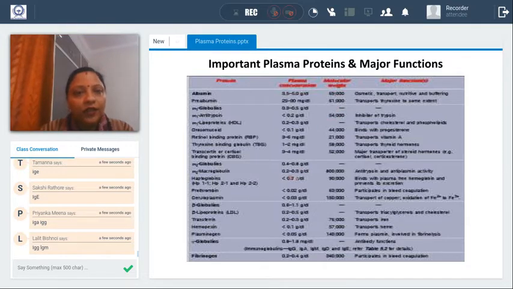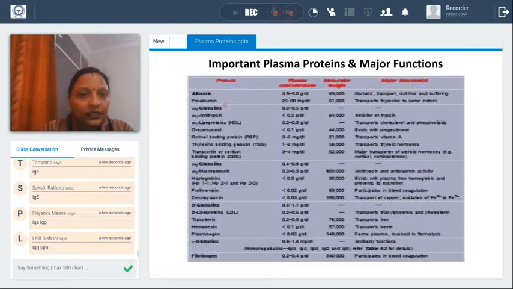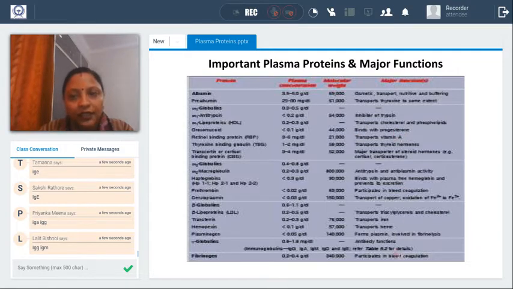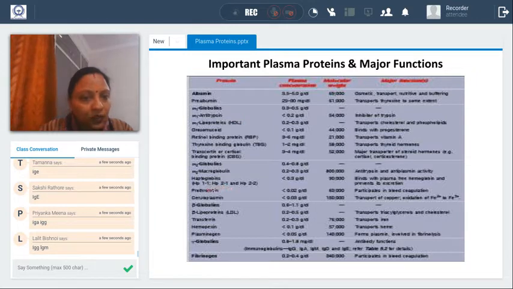This is another way to represent these plasma proteins and their major functions. These are the proteins, these are the plasma concentrations, these are molecular weights, and these are the major changes that occur in various diseases, or the major characteristics. So pre-albumin, alpha-1 globulins, alpha-2 globulins, beta globulins, gamma globulins, all are present in this table.